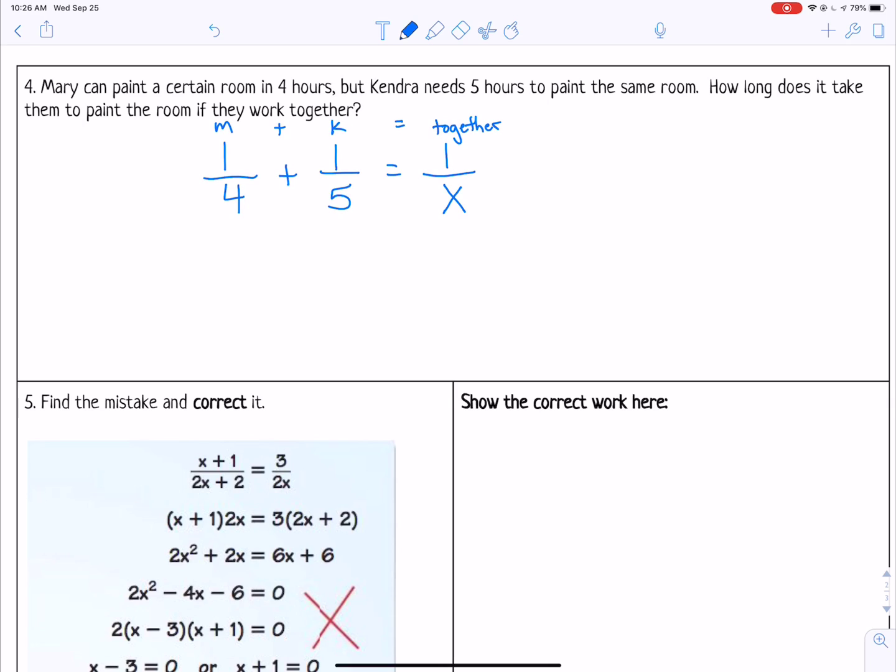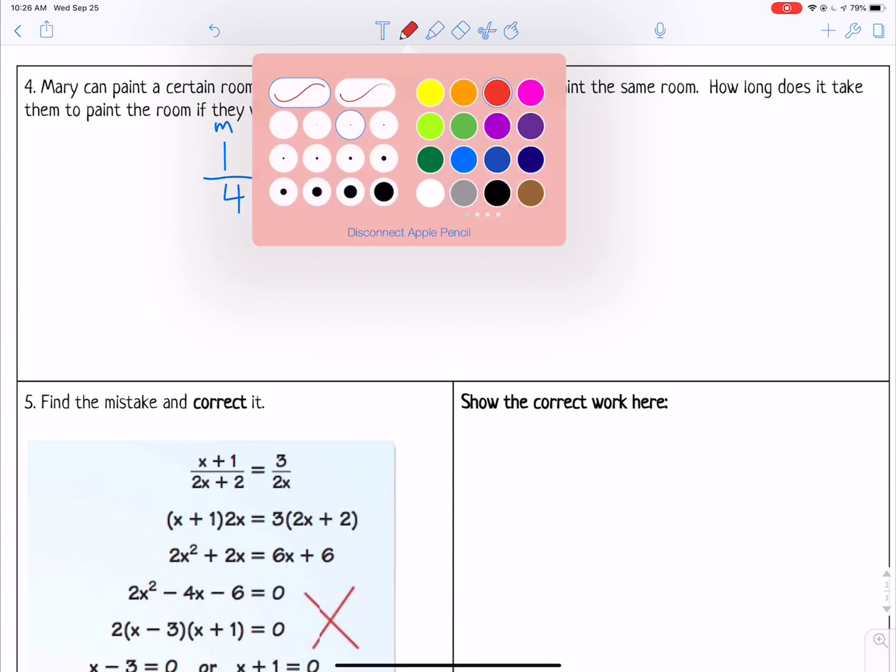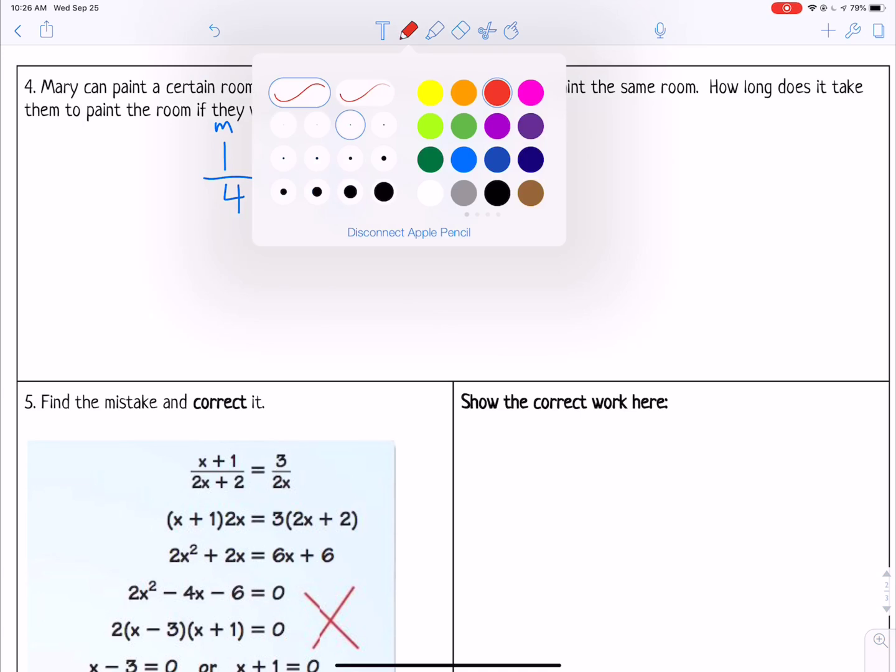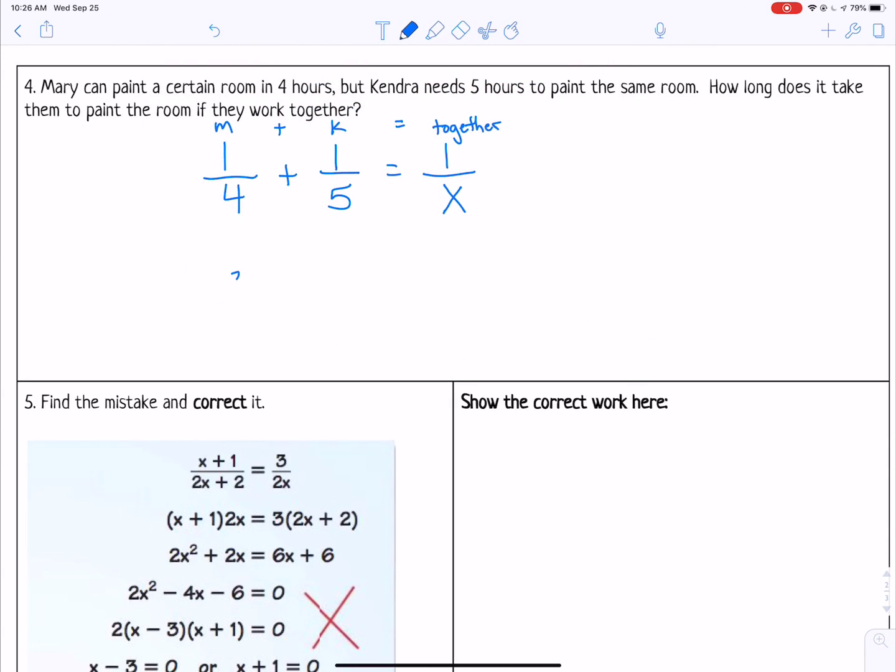Now we just have to solve this equation. There's a couple ways we could do it. We could put together what's on the left first and then cross multiply, or you could just get a common denominator and then cancel it out. So I think what I'm going to do is put together what's on the left first and then cross multiply. So 4 times 5 would give me 20 for my common denominator over here. And I would have 5 over 20 plus 4 over 20 equals 1 over x.